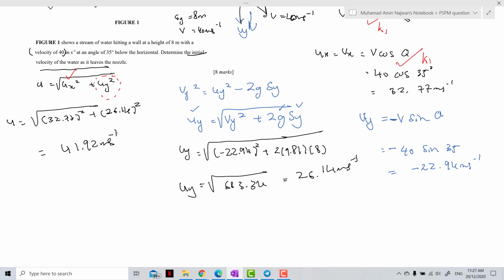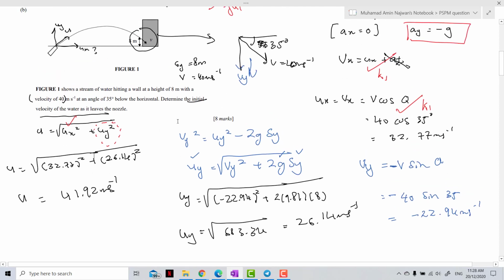Do we end it here with our answer? How many marks do you think you get? No? Why, Alok? Why no? Oh, we have to find the initial velocity. So we have to combine. No, I already combined here. Is that right?